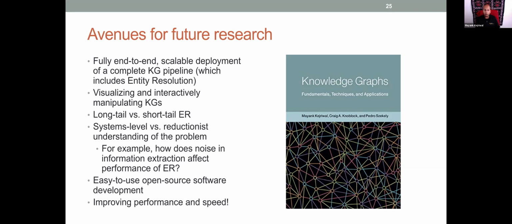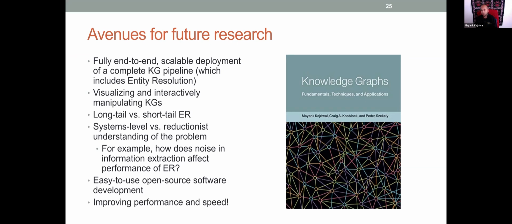This problem exists throughout the spectrum, including in ER. Systems level versus reductionist, right? We can try to improve performance on one problem. How do we improve performance across the board? So I might say, okay, I've improved IE, I'm extracting relations with 10% more F1. That's good. Does that 10% more F1 give me 10% more performance down the line, or does it give me 2% more performance? Does it give me 20% more performance?